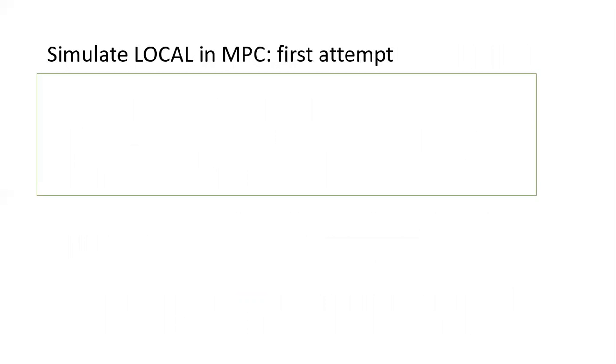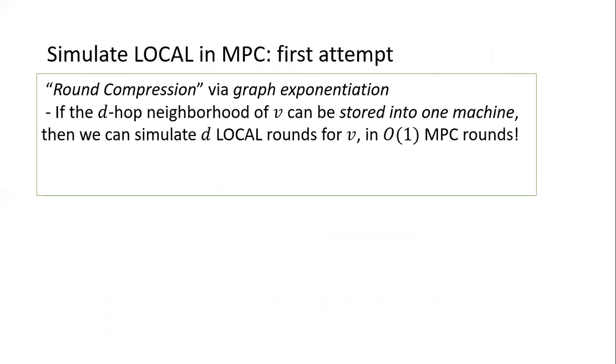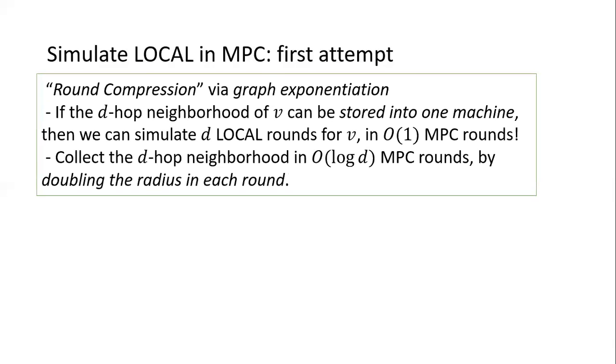Now let's look at how to simulate this local algorithm in MPC. We'll do a round compression using the standard graph exponentiation technique. If the d-hop neighborhood of vertex V can be stored in one machine, then we can simulate d local rounds for this vertex V in constant MPC rounds. The d-hop neighborhood can be collected in log d MPC rounds by doubling the radius in each round.